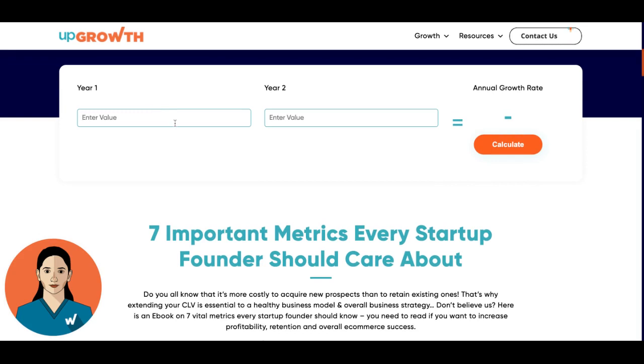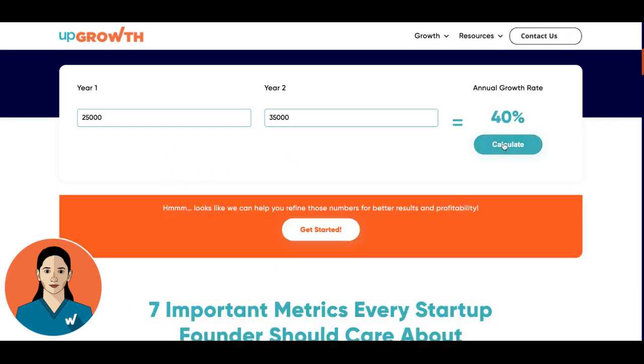Okay, so year one value in 2019, let's assume, is 25,000, and in 2020 it is $35,000. It could be your currency. You simply have to hit compute and it calculates annual growth rate, which is 40%.